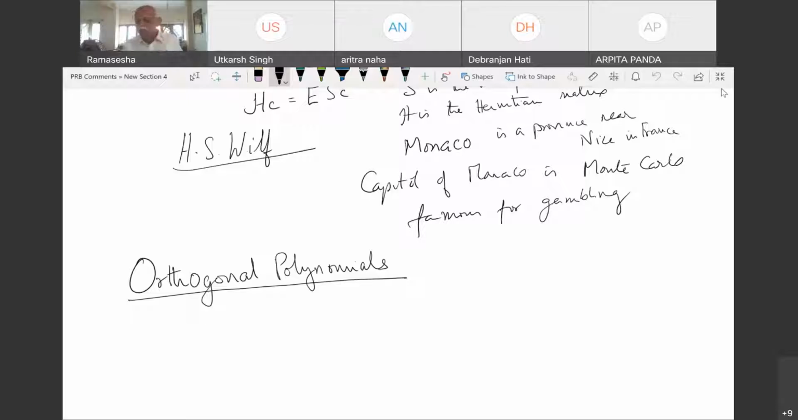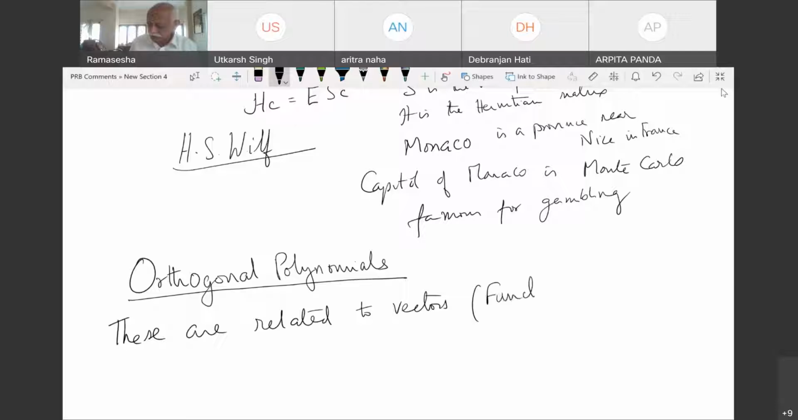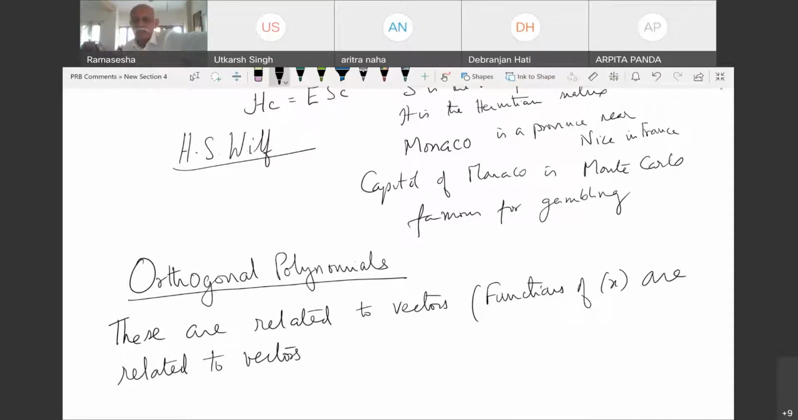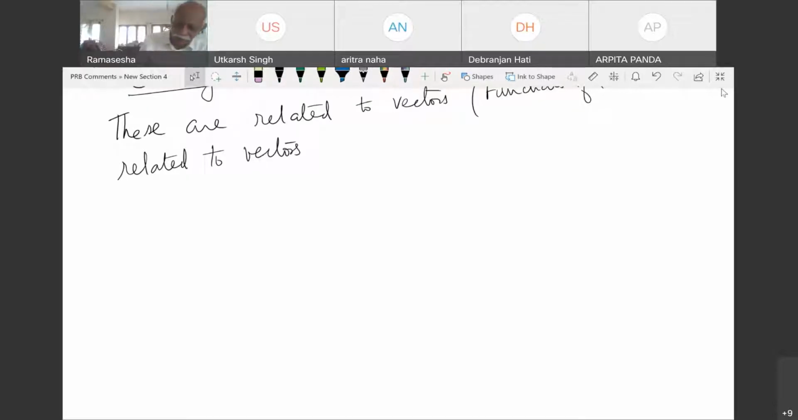Okay. So today what I'm going to be talking about for the next few lectures, today and a few more lectures, is about orthogonal polynomials. These are related to vectors in a way. That is, functions of x are related to vectors. I will try to show you how it is possible to relate them. Okay, so it's very simple. Consider three-dimensional space.